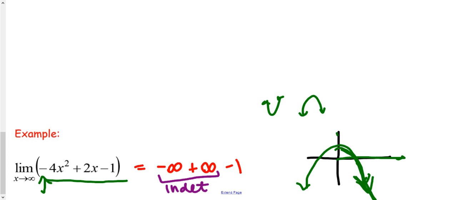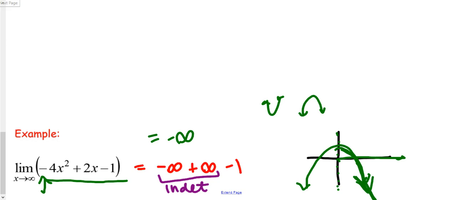So when we look at our answer on the y-axis, then going down means negative infinity, and that's our answer. So this time we use the graph because plugging in infinity gave us an indeterminate form. So you want to be careful.